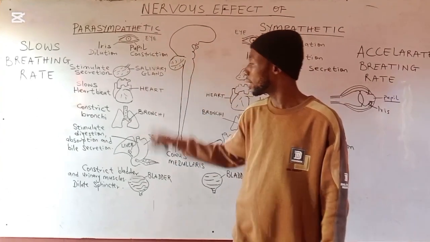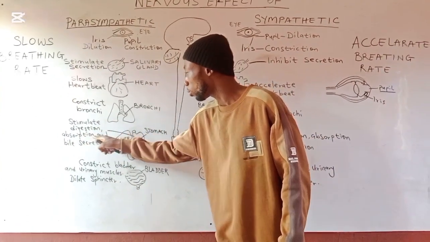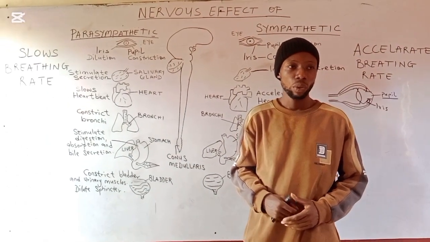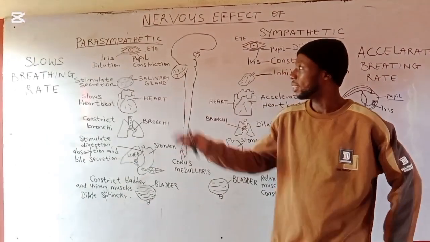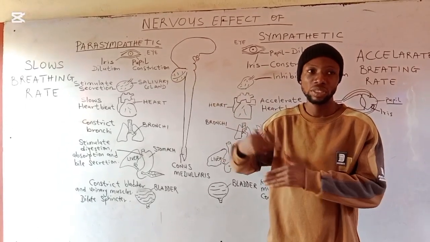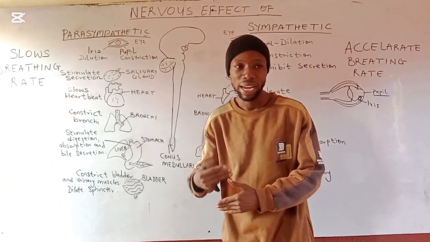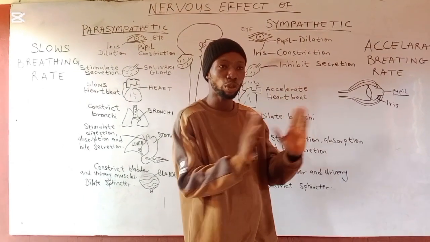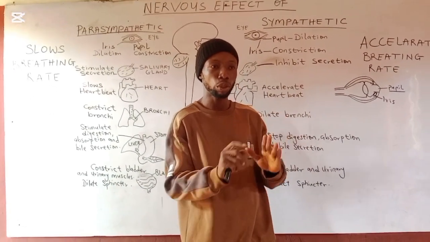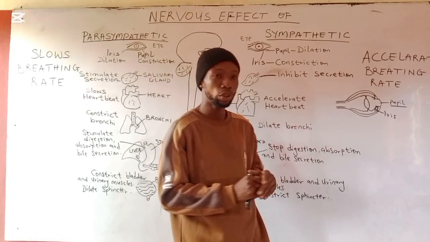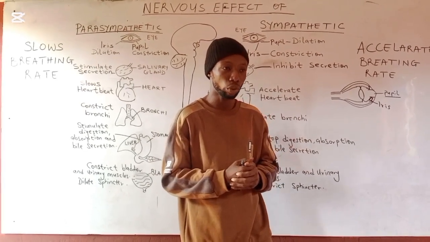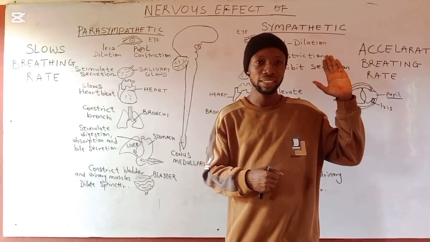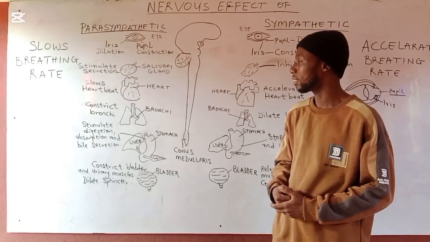So here the parasympathetic stimulates digestion, absorption, and bile secretion. When food gets into the GI tract, the parasympathetic supports digestion, absorption, and bile secretion. When you are playing, the sympathetic doesn't support digestion, doesn't support absorption, and as such, doesn't support bile secretion. Like I told you before, the two are opposite in function: the sympathetic and parasympathetic.